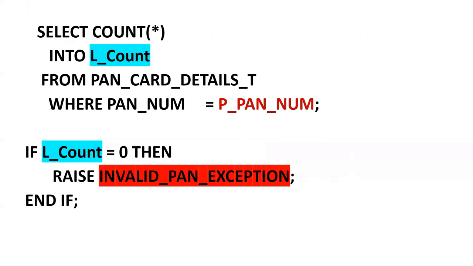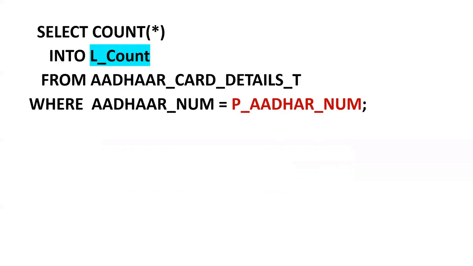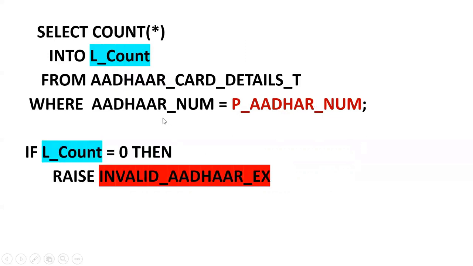In a similar fashion, we need to do it for Aadhaar. Same thing, L count. We need to check the Aadhaar number. If the Aadhaar number is there, it will be 1. So 1 equal to 0 fails, then it won't go to the if condition. Suppose one more time, 1 equal to 0 means the condition failed, so it won't go inside the if block. If the condition is true, in the sense 0, it's not a valid Aadhaar, then it will raise the exception, invalid Aadhaar exception, and it goes directly to the exception block.